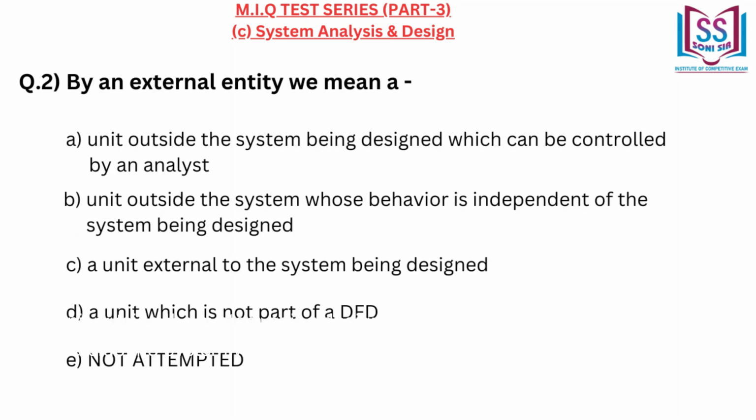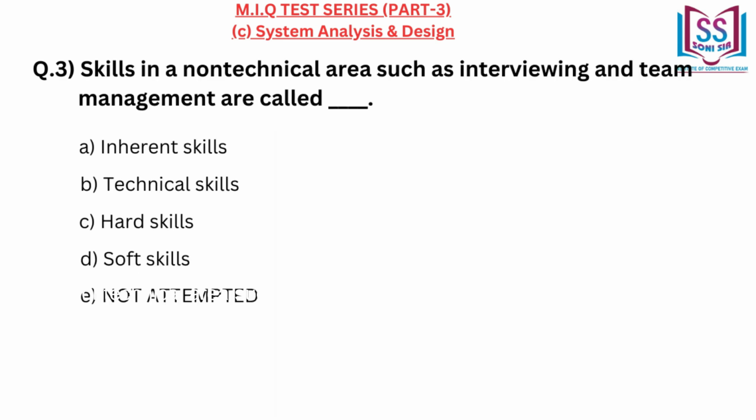By an external entity we mean: A. A unit outside the system being designed which can be controlled by an analyst. B. A unit outside the system whose behavior is independent of the system being designed. C. A unit external to the system being designed. D. A unit which is not part of a DFD. Skills in a non-technical area such as interviewing and team management are called dash. A. Inherent skills. B. Technical skills. C. Hard skills. D. Soft skills.